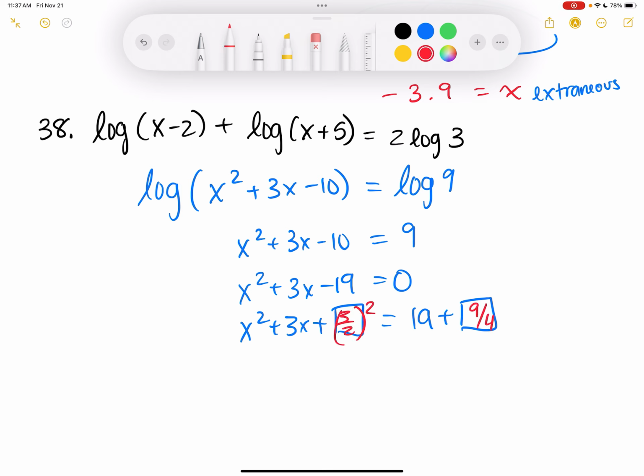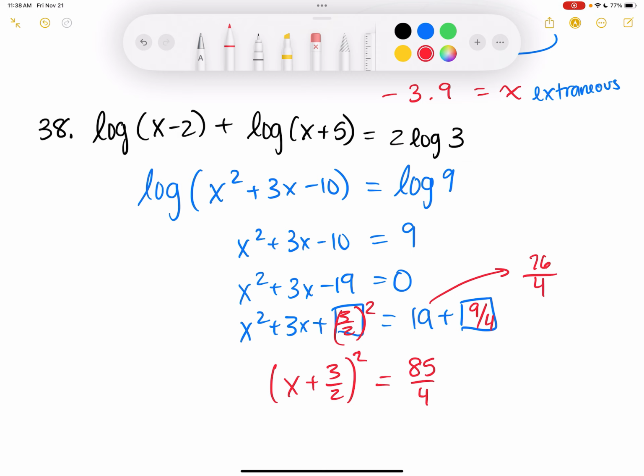Or 9 over 4 if we want to write it that way. So on this side, I have x plus 3 halves all squared equals, over here, I need to rewrite the 19 as something over 4. What would that be? 76 over 4. Add those two things together, we get 85 over 4.